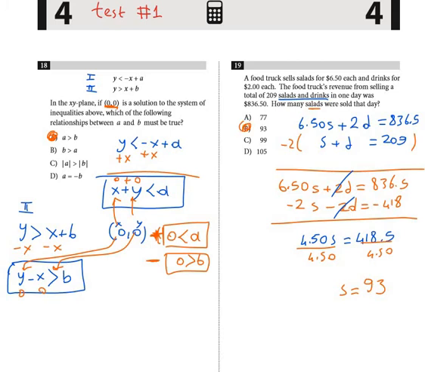So if you're solving for variable s, then eliminate d. If you were solving for variable d, then eliminate s. This is the algebraic solution. You could also use the substitution method, but the graphing method is the fastest here.